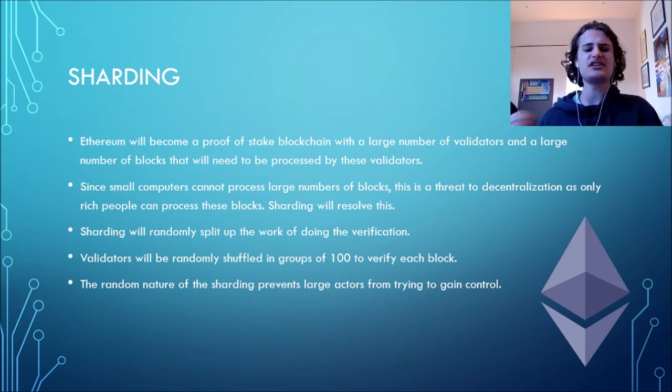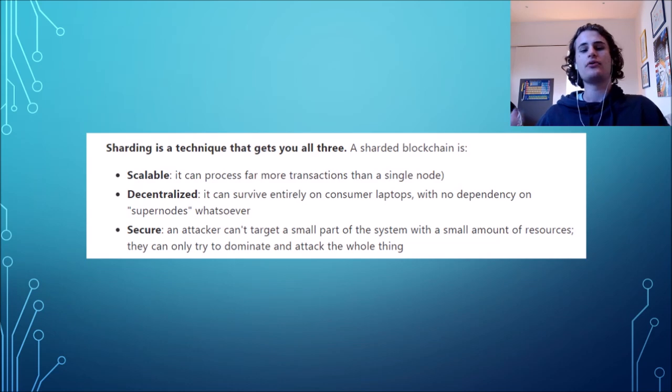Sharding will randomly split up the work of doing the verification. Validators will be randomly shuffled into groups of 100 people each to verify blocks. The random nature of the sharding should prevent large actors from gaining control and should overall mean that small users can all work together to process blocks through the process called sharding. So, sharding is a technique that gets you all three.